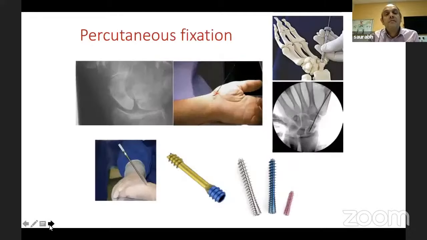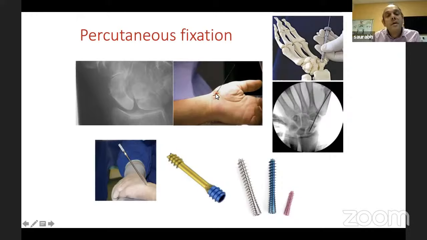Then if the patient wanted a surgery, I would personally do a percutaneous fixation. And this is what I would do. The patient is going to be supine on an arm board with a tourniquet. I'll see the fracture on my II images. Then I'm going to put a wire first. And I would want to put a wire from the outer upper part of the distal pole of the scaphoid.